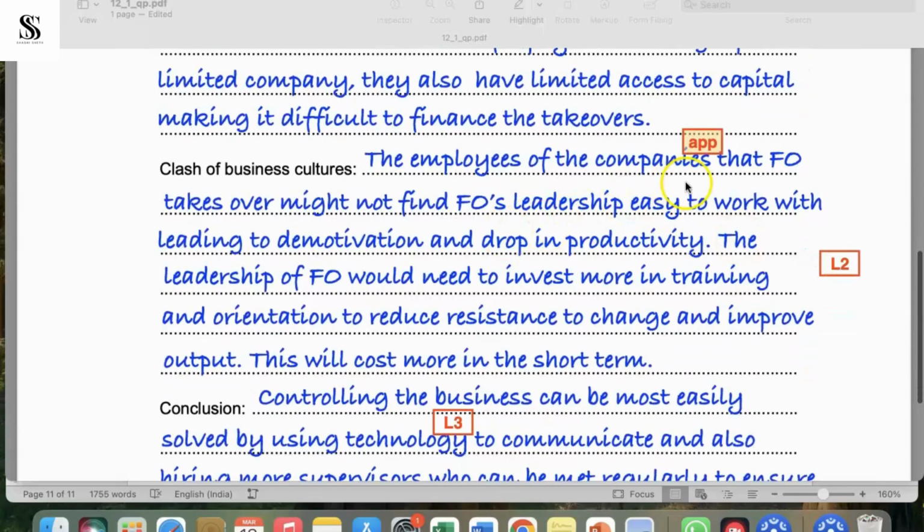The employees of the companies that FO takes over, now this would be an additional application which will not earn you mark, but at least adds more value to your analysis.